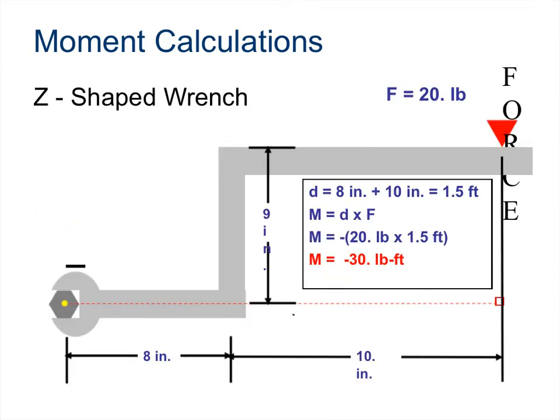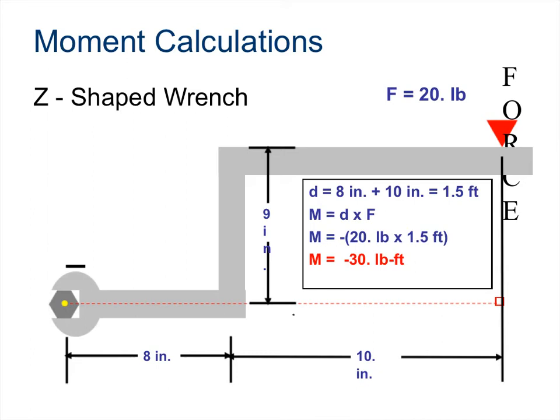Now you can see that we're applying a Z-shaped wrench. The applied force is 20 pounds in the downward direction, and we have, again, two different distances, 9 inches and 18 inches. Since our applied force is downward, we need a perpendicular distance that's horizontal to the point of rotation. So we are going to choose the 18 inches as our perpendicular distance. I'll convert that 18 inches to feet, and I get 1.5 feet, times it by its perpendicular force of 20 pounds, and I get 30 foot-pounds.